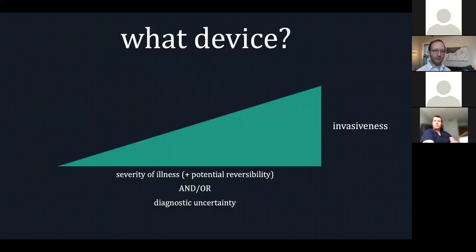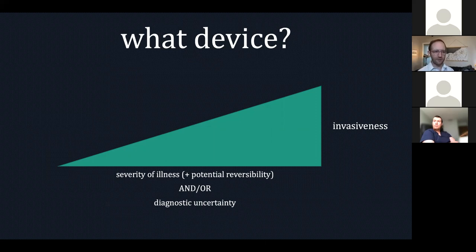What I can say, though, is the higher the severity of illness goes, and I would pair that with potential reversibility, or the higher your diagnostic uncertainty goes, you probably should think about more invasive options as time goes on. That doesn't mean that if somebody has metastatic cancer and is on 3 pressors and is too unstable to even tolerate CRRT, I'm not sure that's the patient that I put the PA catheter in.